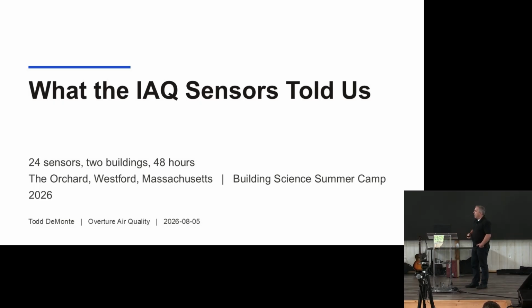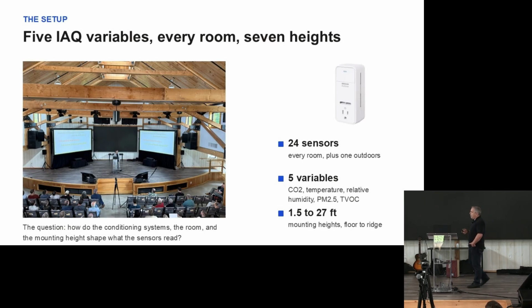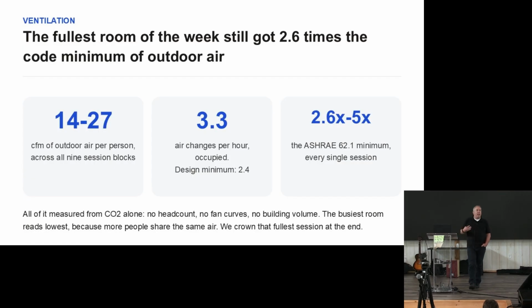All right, so let's jump in here. I don't know if you remember what last year looked like, but hopefully this year will be a big improvement. All right, so we measured 5 IAQ variables: CO2, temperature, relative humidity, PM 2.5, and VOCs. This room is really well done. And we measured anywhere from 1.5 feet off the floor to 27 feet up back there. And really, I wanted to find out about stratification, right? Because I thought stratification was something that would interest people. I also wanted to find out what the air exchange was.